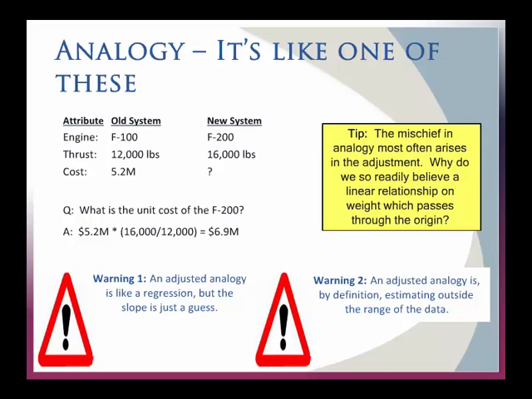How different is dependent on the relationship between cost and the variables you're measuring. So you might want to have an adjusted analogy, which is kind of like a regression, but you're just guessing at the slope. An adjusted analogy is, by definition, estimating outside the range of the data. So remember, the data is the stuff in the past. You're looking at the future.